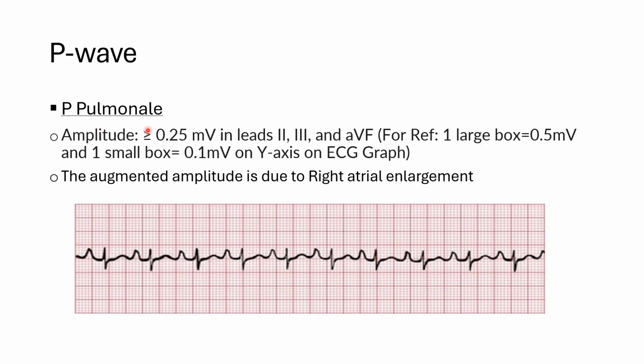Abnormalities of P wave, P pulmonale. Amplitude greater or equal to 0.25 millivolt in leads 2, 3 and AVF. For reference, one large box is equal to 0.5 millivolt and one small box is 0.1 millivolt on y-axis on ECG graph. This is y-axis. Amplitude is taken on y-axis.